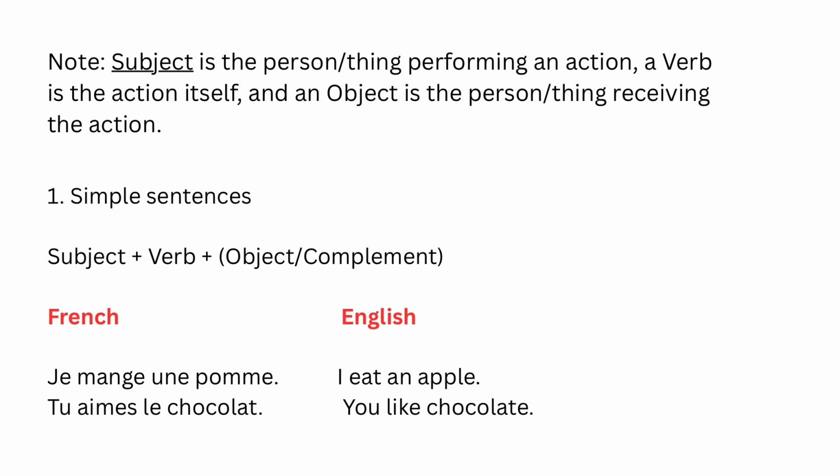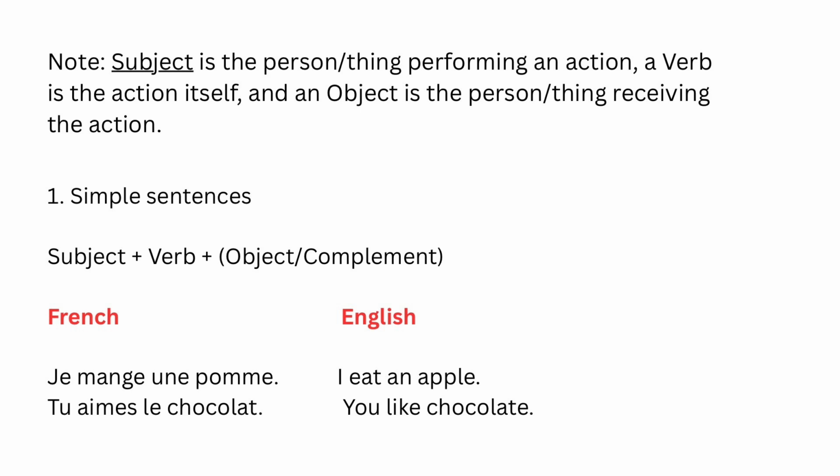Now, in French, it is very easy to make a sentence because the format is the same as English. Our format is subject plus verb plus object. Let us see an example. Je mange une pomme. In the sentence, je is my subject, which means I. Mange is my verb, which means to eat. Une pomme is an apple, which is the object.